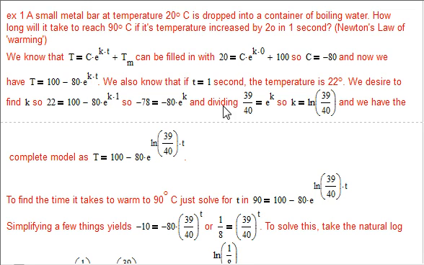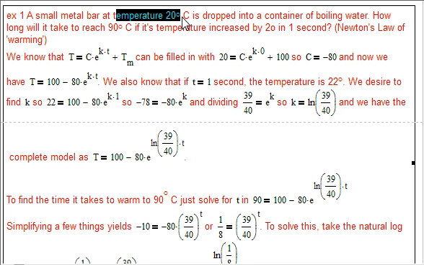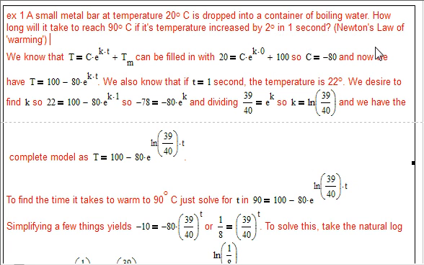So here's our problem. We have a small metal bar that's at temperature 20 degrees Celsius, and it's dropped into a container of boiling water. How long will it take to reach 90 degrees Celsius if its temperature is increased by 2 degrees in 1 second? And this is Newton's law of warming. It's not really cooling because this is getting warmer.